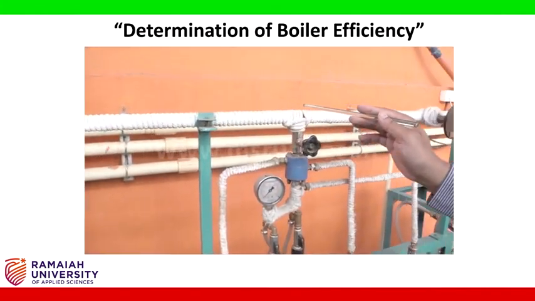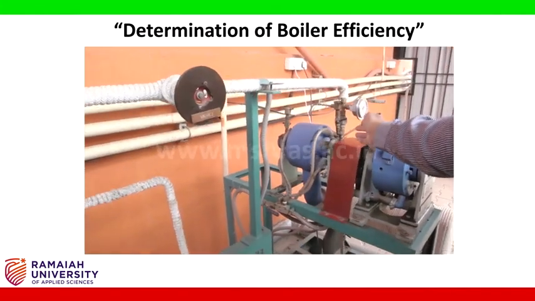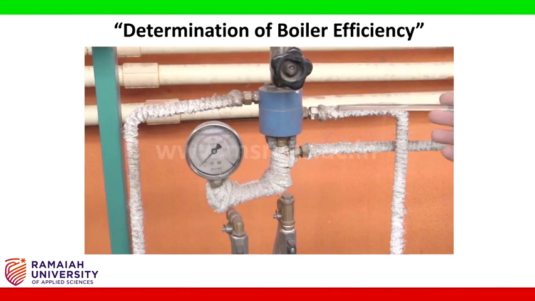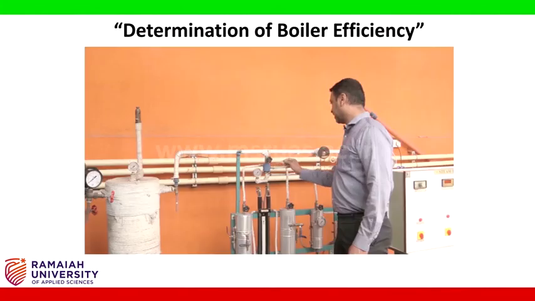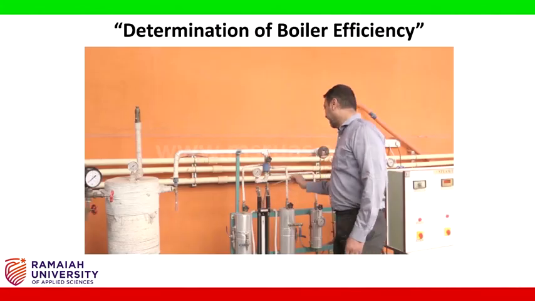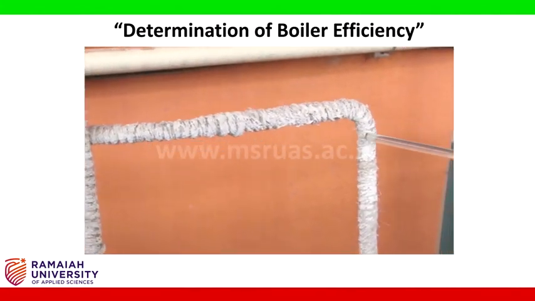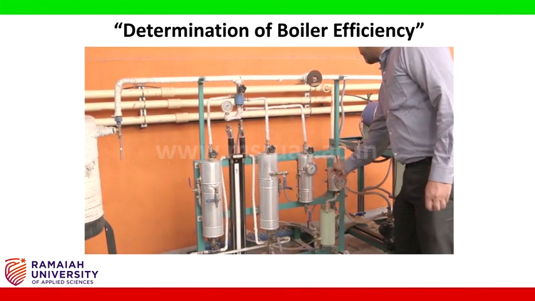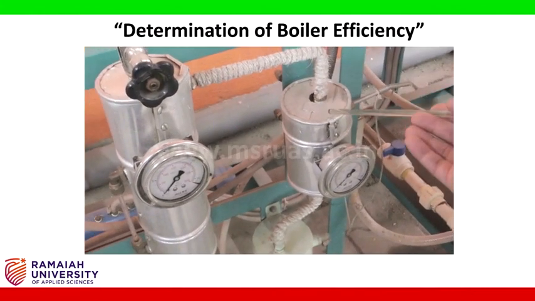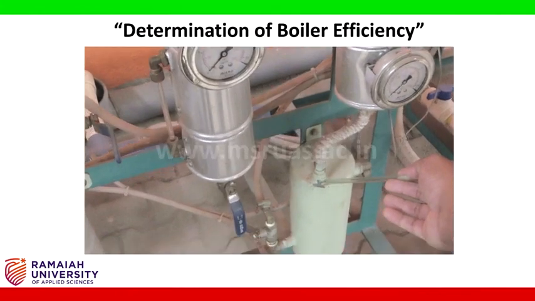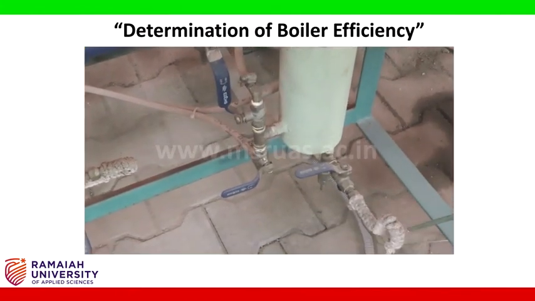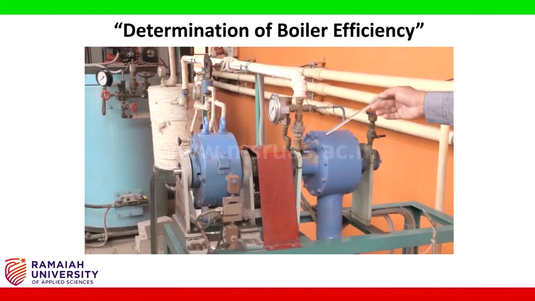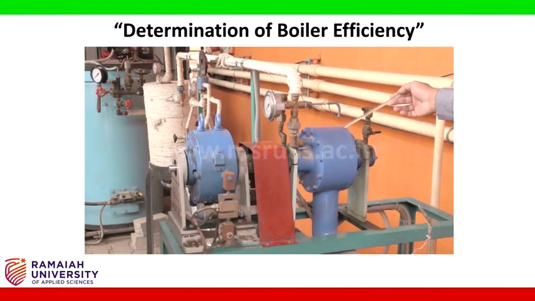and from the accumulator the steam passes through and goes to the turbine, and in between we have the steam flow meter, and after the steam flow meter we have the separating calorimeter. This is the separating calorimeter, and from the separating calorimeter we have the throttle calorimeter, which is shown here.